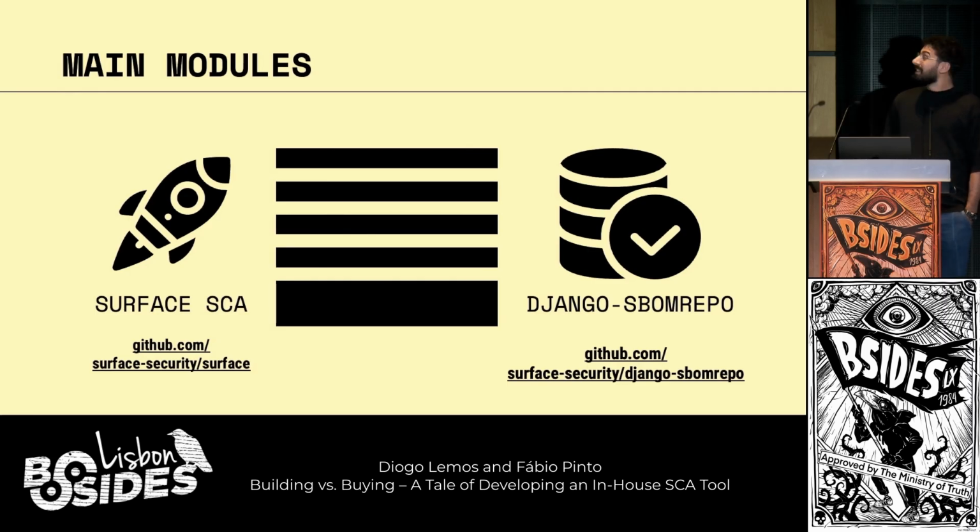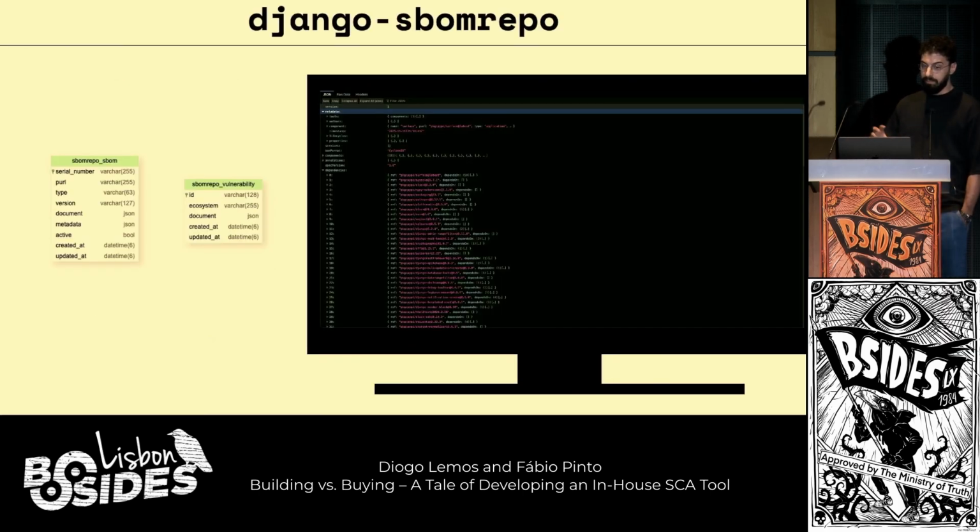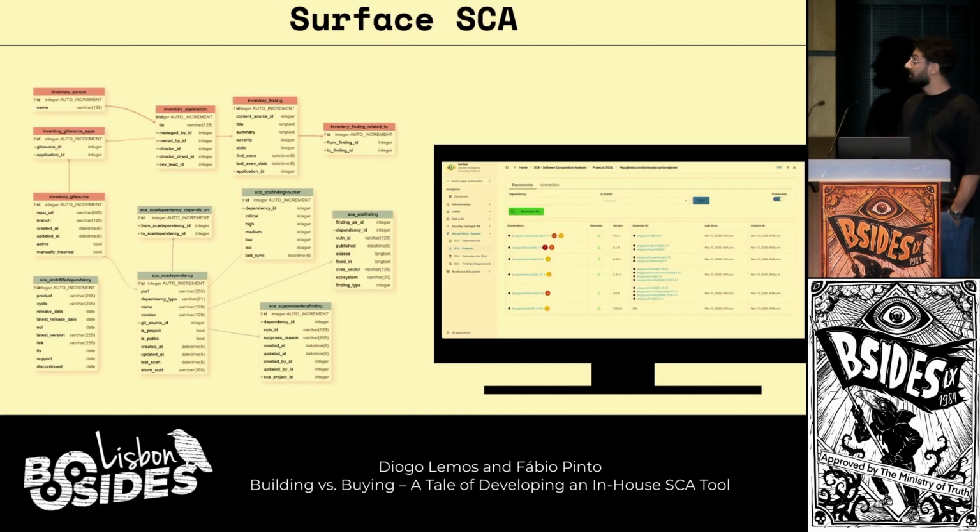So our tool consists of two main modules. We have the Surface SCA, which is the main module, the SCA tool, and then the SBOM repo. The SBOM repo is a simple Django tool that consists of two DB models, where we store only the SBOM data and all the vulnerabilities from OSV.dev. We consume the API, you get the vulnerabilities, it gives you like 500,000 vulnerabilities that you can use in your tool, and we are processing the SBOMs to store this. And after that, we have Surface Security.